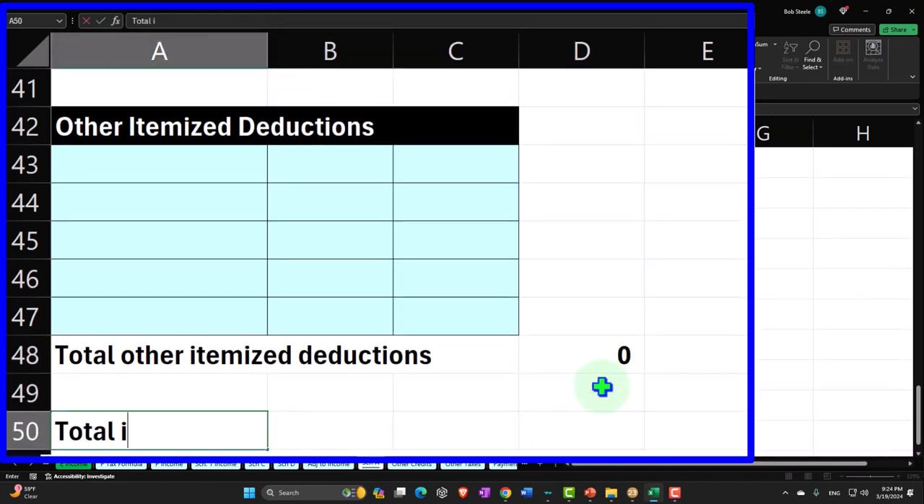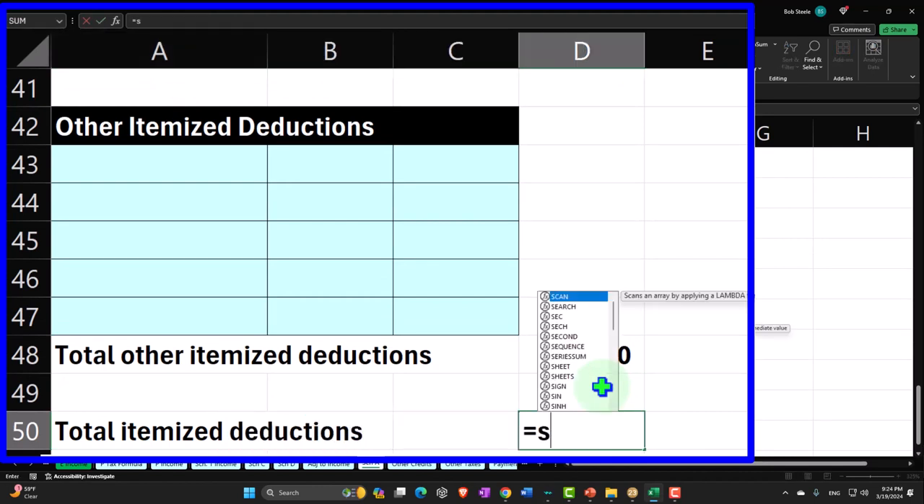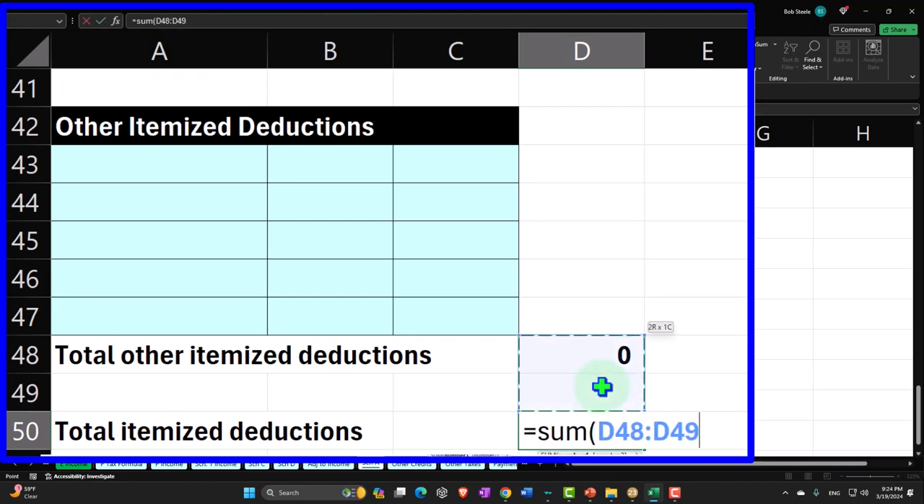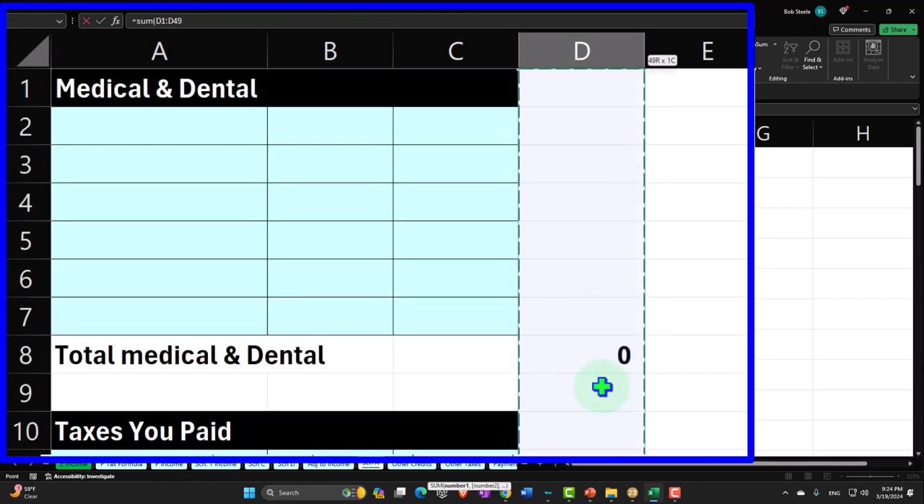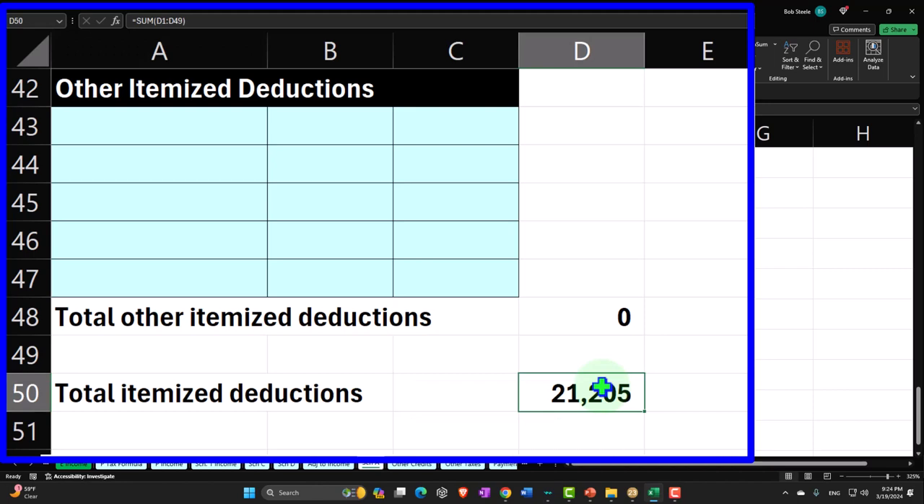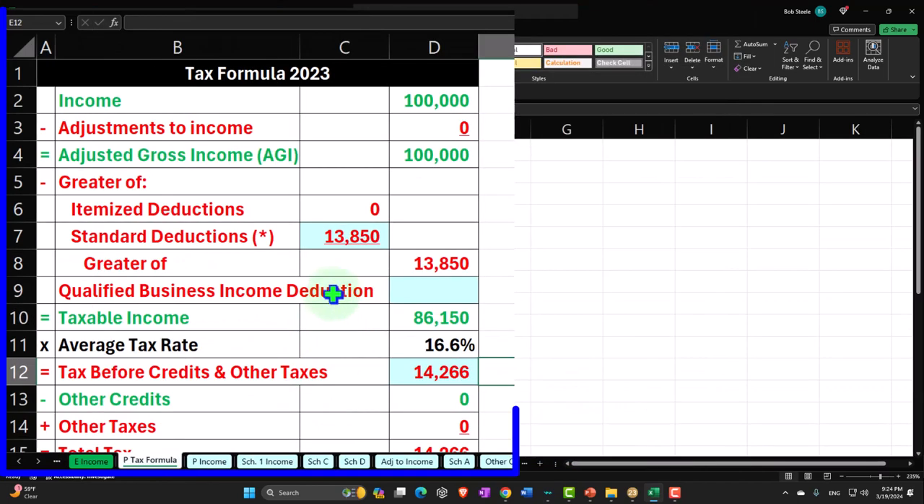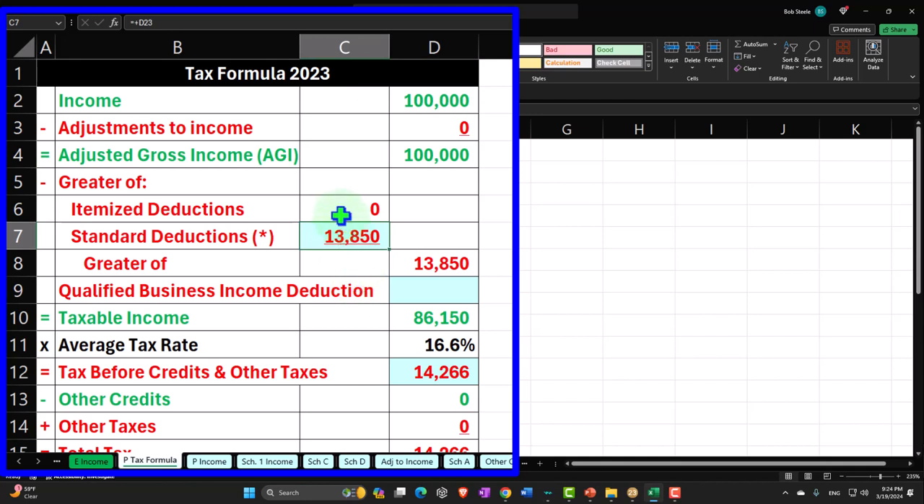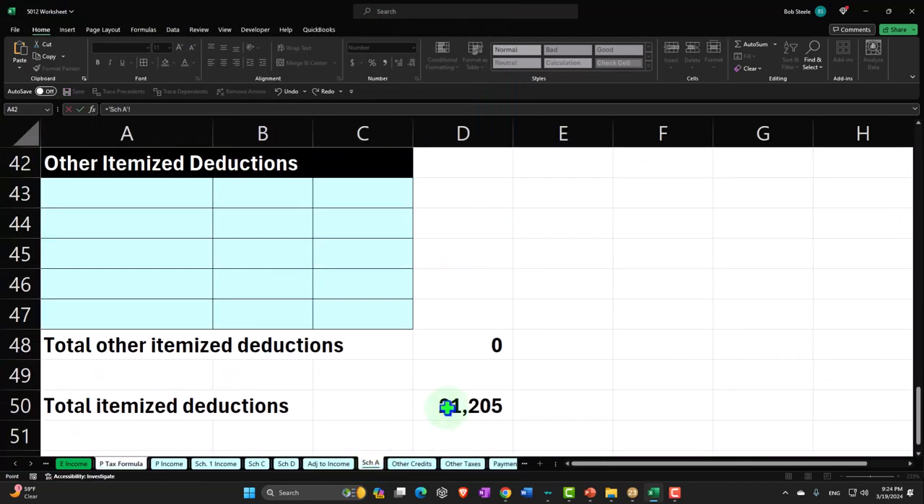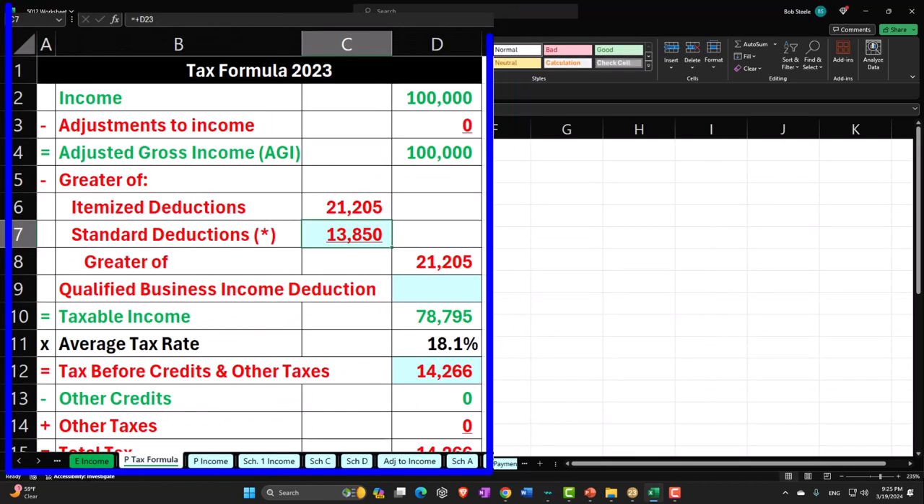Total itemized deductions equals the sum of all these outer column ones. And then that 21,205 needs to pull over into our income tax formula. I need to put it right there, the greater of the two. So I'm going to put it right here. This is now going to be pulling in from equals this Schedule A, that total. Boom. And now this number is taking the greater of the two.